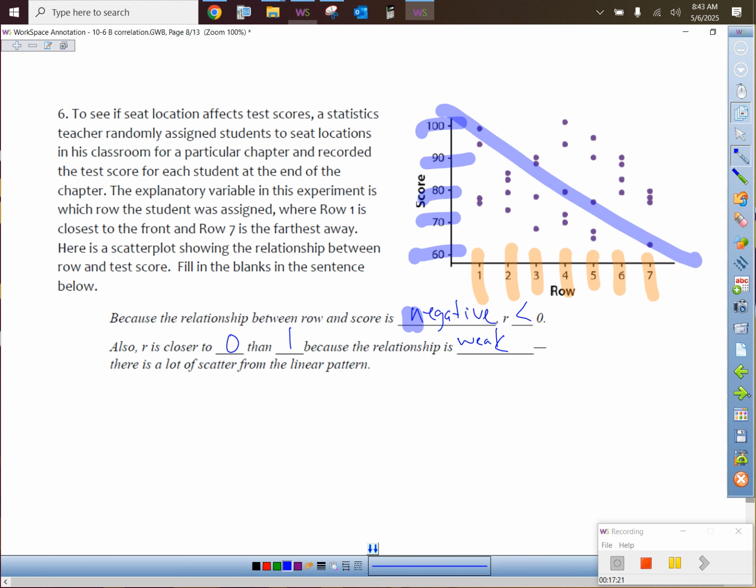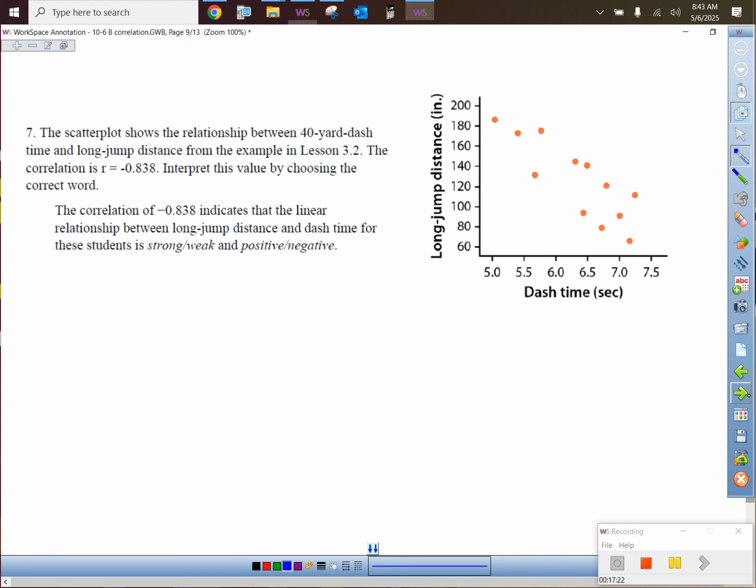Right? So one more of those. This is about somebody's 40-yard dash time. And then they did long jump. So first let's describe it out loud. Positive or negative? Negative. So let's see what that means.